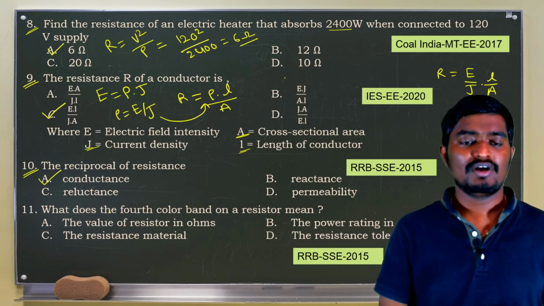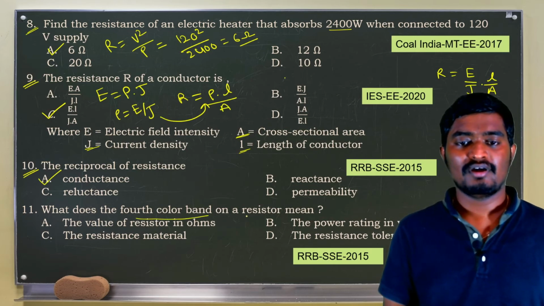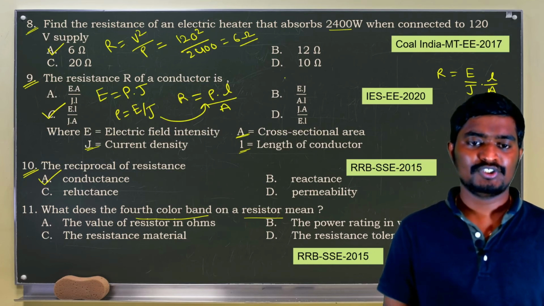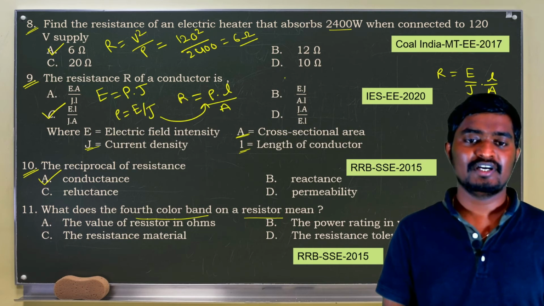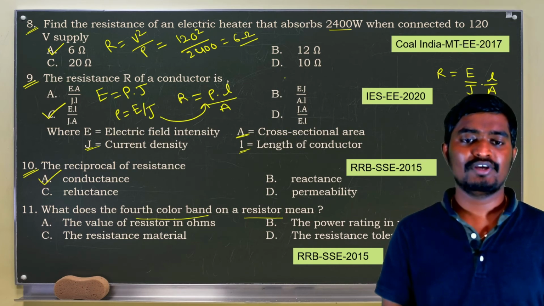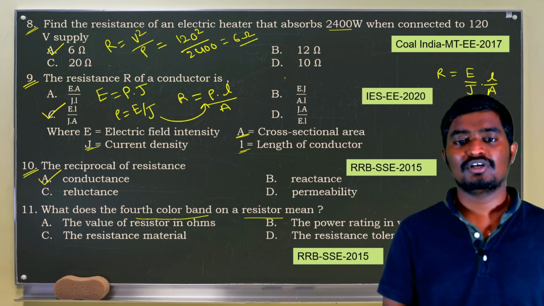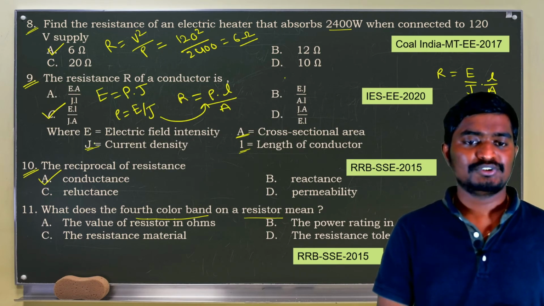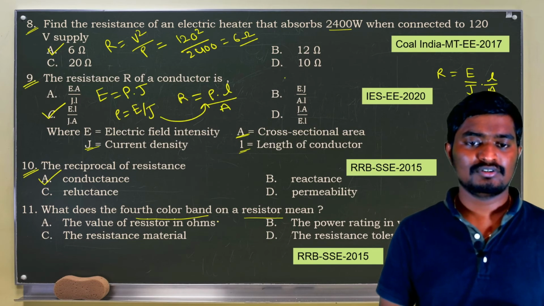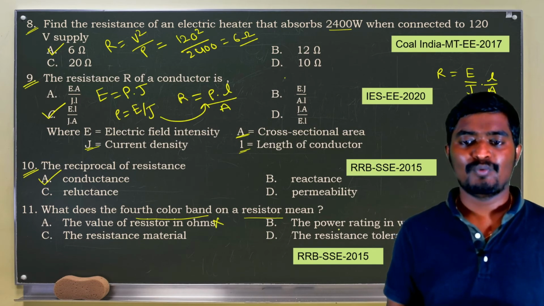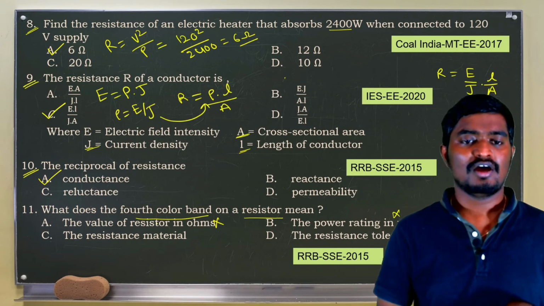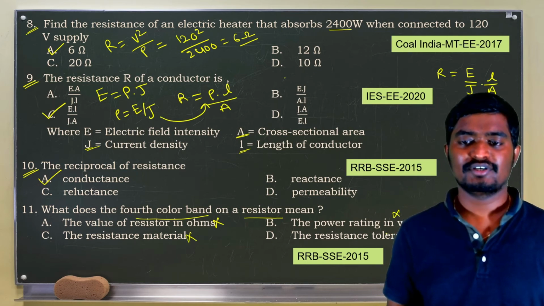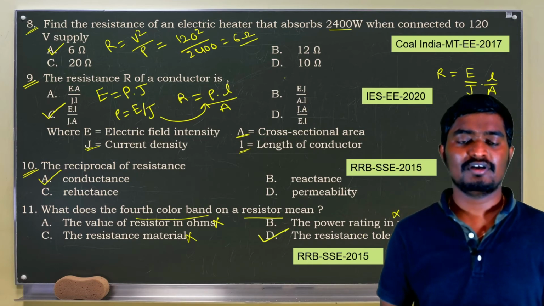Question number 11. What does the fourth color band on a resistor mean? We have already discussed the color coding topic. First two bands give the significant digits, the third band gives the multiplier value, and the fourth band gives the tolerance value. Option A, resistance in ohm, is not correct. Option B, power rating in watts, is also not correct. Option C, resistance of a material, is also not correct. Option D, resistance tolerance in percentage, is the correct option.